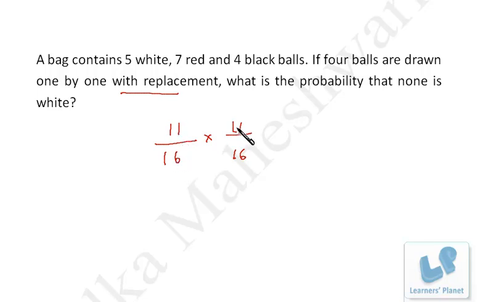So it's 11 by 16 into 11 by 16. The same thing will be there for the third time and the fourth time, because every time we are just drawing the ball and putting it back in the group. So in all it's (11 by 16) raised to 4 when none of the balls is white.